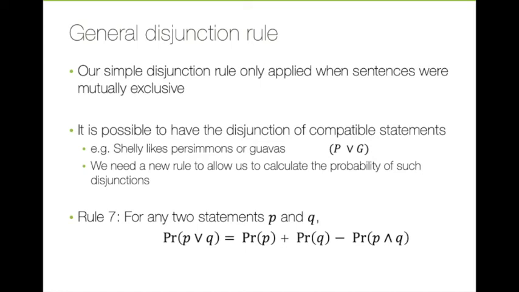For any two statements, P and Q, the probability of P or Q is equal to the probability of P plus the probability of Q. That part's familiar, but we need an extra term, minus the probability of P and Q. So note here that the general disjunction rule depends on the probability of the complex sentence P and Q. We need to somehow know that antecedently to be able to figure out the truth value of this disjunction.